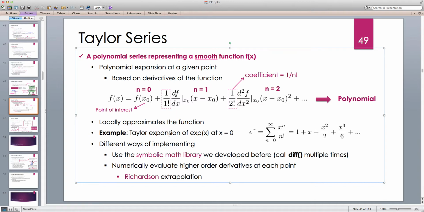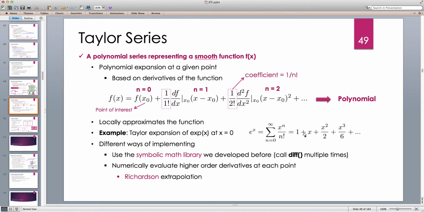One example was the exponential function e to the x at x equals 0. e to the x is the sum over n from 0 to infinity of x to the n over n factorial, which is 1 plus x plus x squared over 2 factorial plus x cubed over 3 factorial, etc. And this has a uniform convergence for any x. So even though we're expanding at x equals 0, if I put, for example, x equals 100, this series should converge to e to the 100.